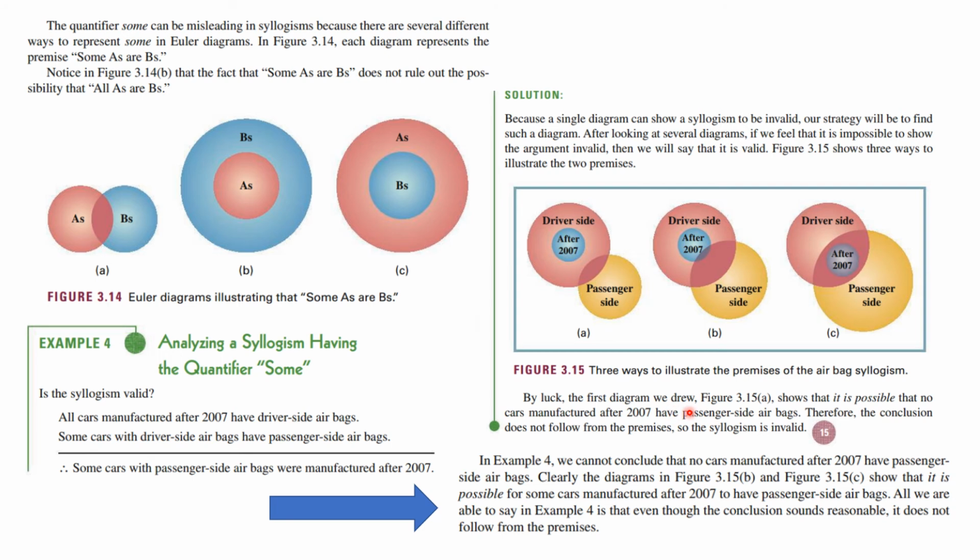By luck, the first diagram we drew shows it is possible that no cars manufactured after 2007 have passenger side airbags. Therefore, the conclusion does not follow from the premises, so the syllogism is invalid.